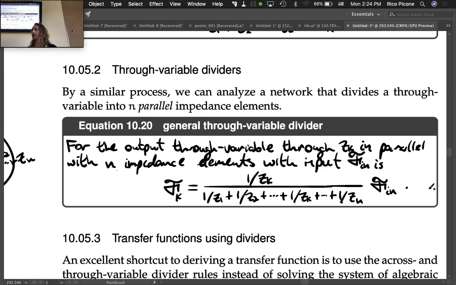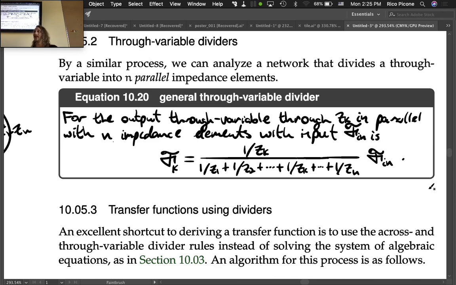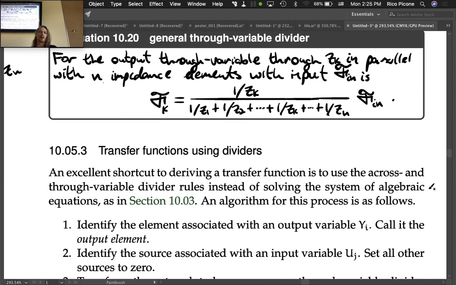So that's the through variable divider. Similar concept, right? We're going to make more use of this one, though, because we didn't use the through variable divider or the current divider a whole lot in electronics. It'll become more useful now that we're using it in other contexts. In a lot of electronic systems, we have voltage sources. Current sources are a little more rare to see. I mean, they do show up, though. In mechanical systems, through variable sources are force sources, and those show up all the time. So more frequently showing up.